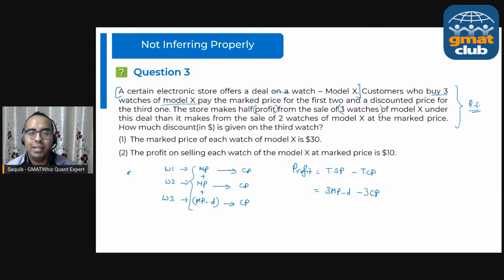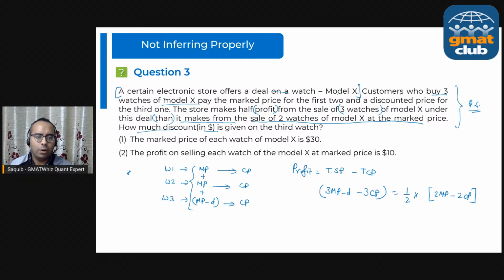Now they're saying that the store makes half profit from the sale of 3 watches. So this is the profit. This is half of something. Half of what? Half profit from the sale of 3 watches of Model X under this deal than it makes from the sale of two watches of Model X at the marked price. Okay, so this profit that I have here is half of the profit when I sell two watches at marked price. So this is the profit that I'll get when I sell two watches at marked price. Okay. Now I can simplify it, but I'll leave it. I know I have an equation which I can work with, so I'll keep it for the time being. And I'll move ahead and see what is asked.